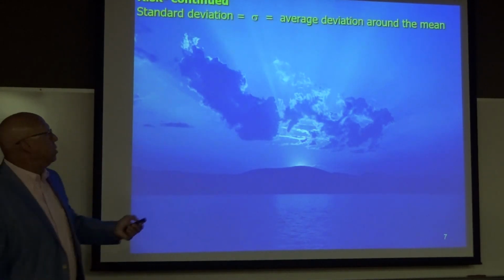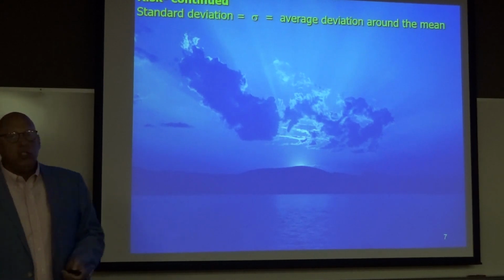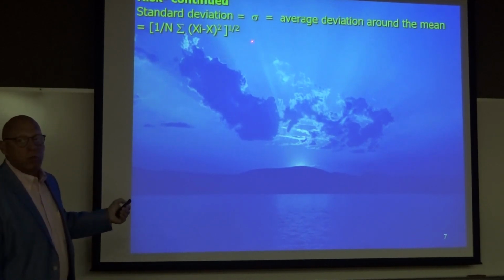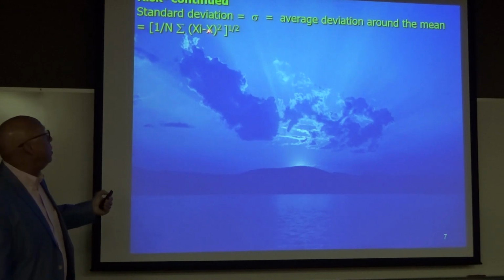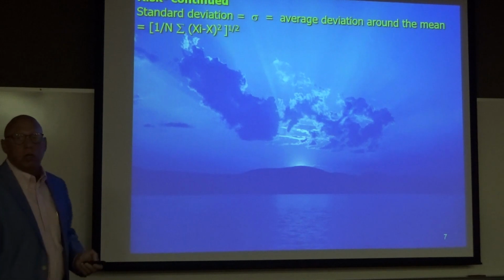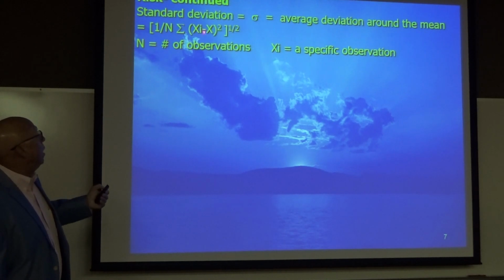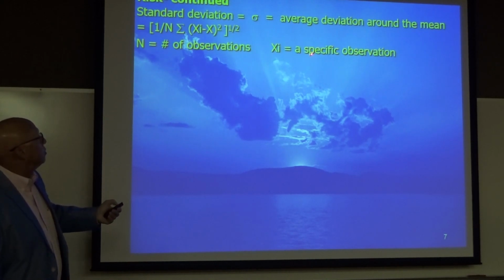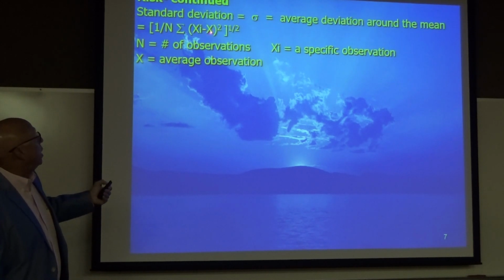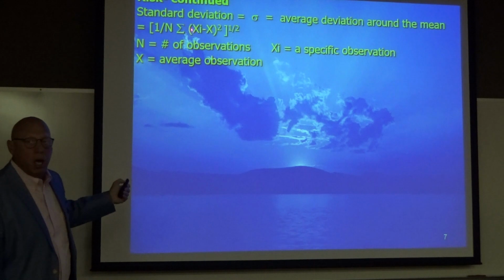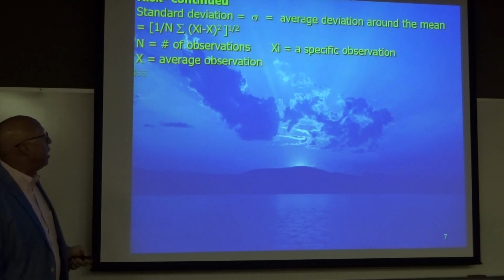So standard deviation, there's the symbol, and it's the average deviation around the mean. And here is the formula to compute standard deviation. Oh, very intimidating, very complex and impressive. Not really, not really. Let's break it down. N is the number of observations. Xi is the return, a specific observation. X-bar is the average observation. Okay, and then we're going to take the square root of all of this. All right. So let's set this up in a table, and you're going to see just how simple this is and how obvious it becomes.